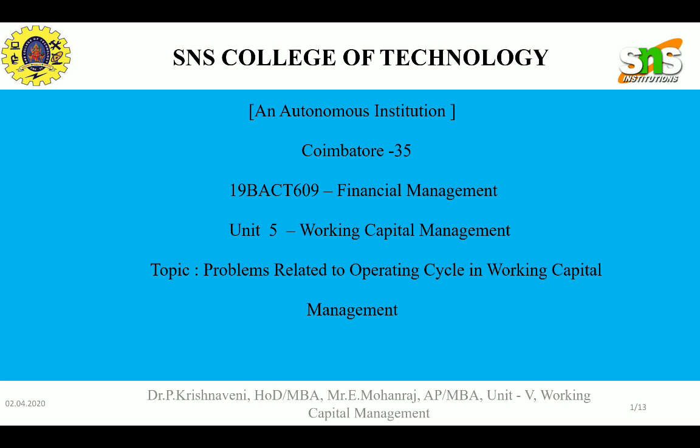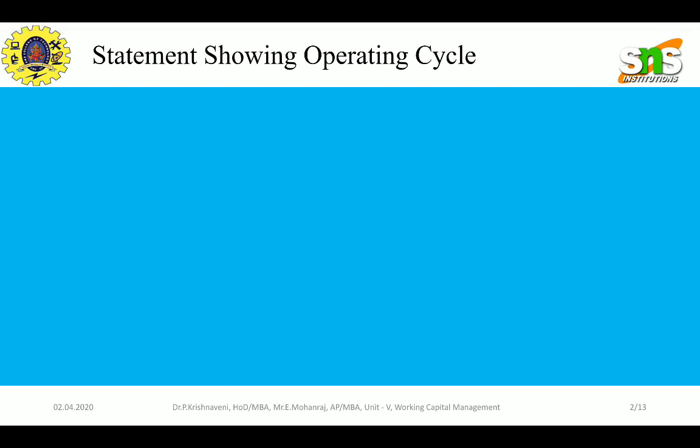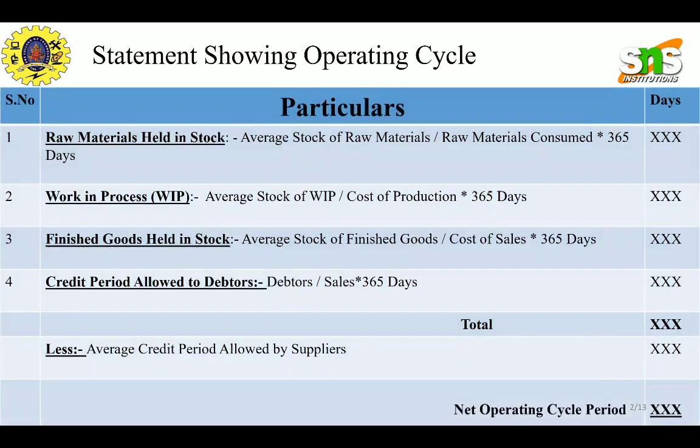Our course is Financial Management, Unit 5, Working Capital Management. Topic: the problems related to operating cycle in working capital management. The statement showing operating cycles. How can we find out the operating cycle? There is one statement available for net operating cycle.